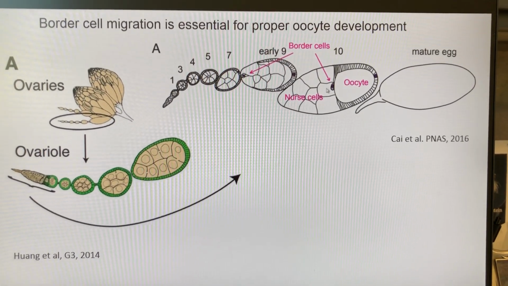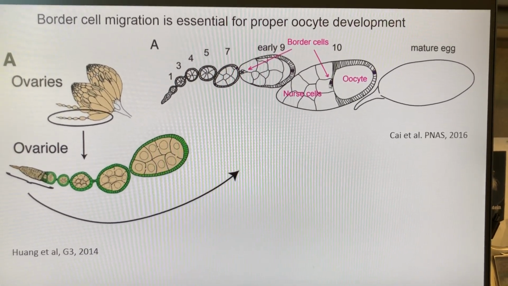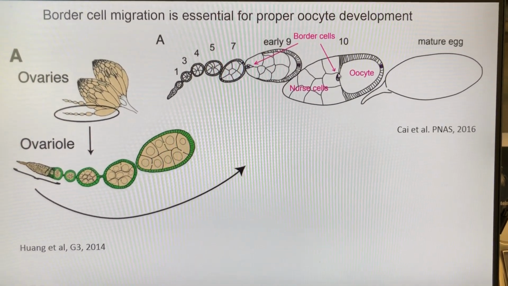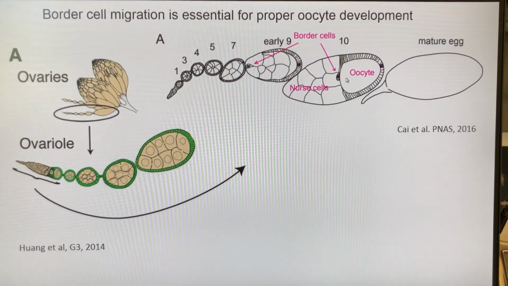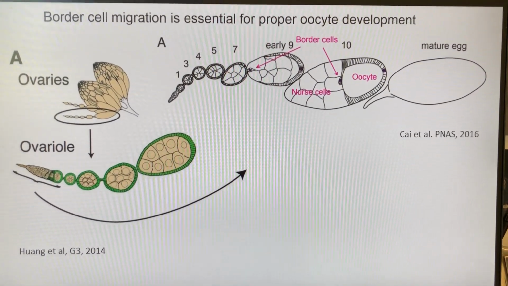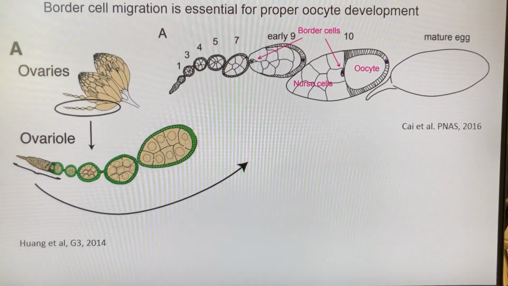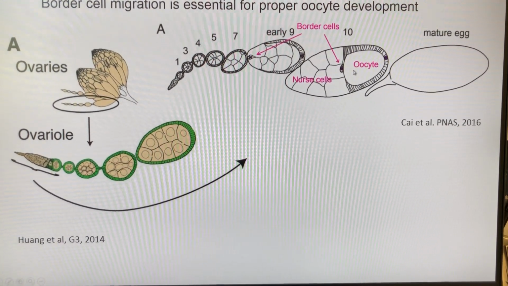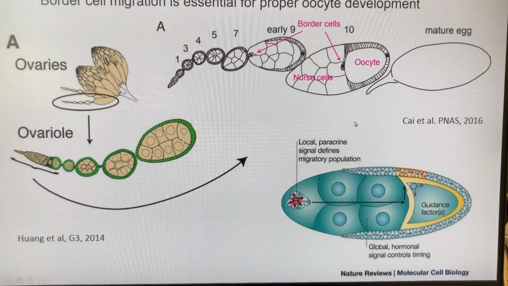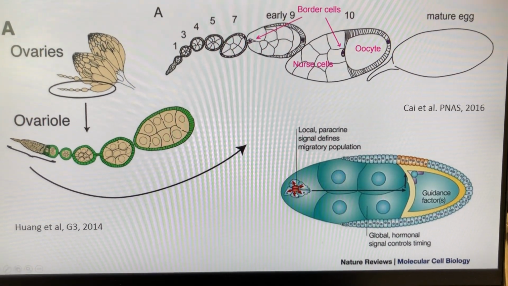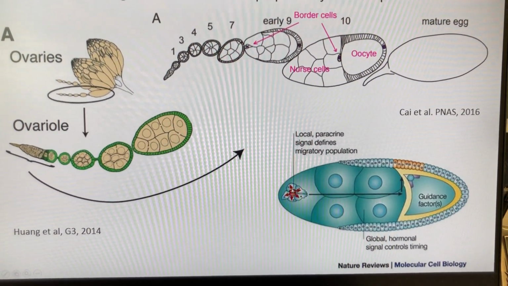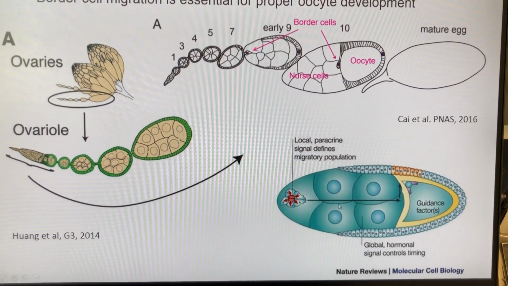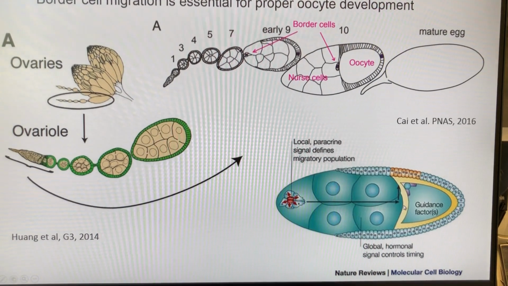And the border cells are really important because if they fail to migrate, you don't get proper development of the oocyte. And their function is thought to aid in the formation of the micropyle, which is going to be used later for sperm entry into the oocyte, as well as providing a signal to allow for proper anterior to posterior polarity of this developing oocyte. So the way that the border cells move is actually as a collective cell migration, a cluster of cells that together move, again, between the nurse cells to its final destination point.